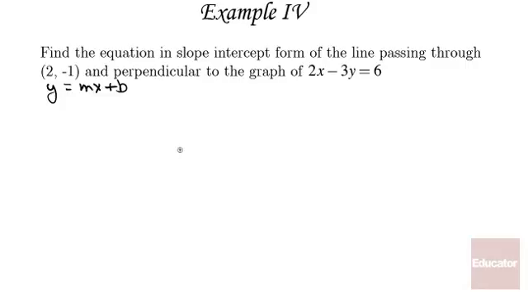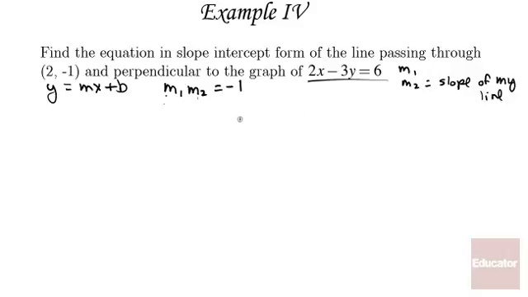Recall that the slopes of perpendicular lines are related by this equation. So if you have the slope of two lines that are perpendicular and you take their product, it's equal to negative 1. So let's let the slope of this line equal m1. And this m2 is the slope of my line, the line I'm looking for. Let's go ahead and figure out m1. What I need to do is write this equation in slope-intercept form, and that will give me the slope of this line, which in turn will give me the slope of the line I'm looking for.